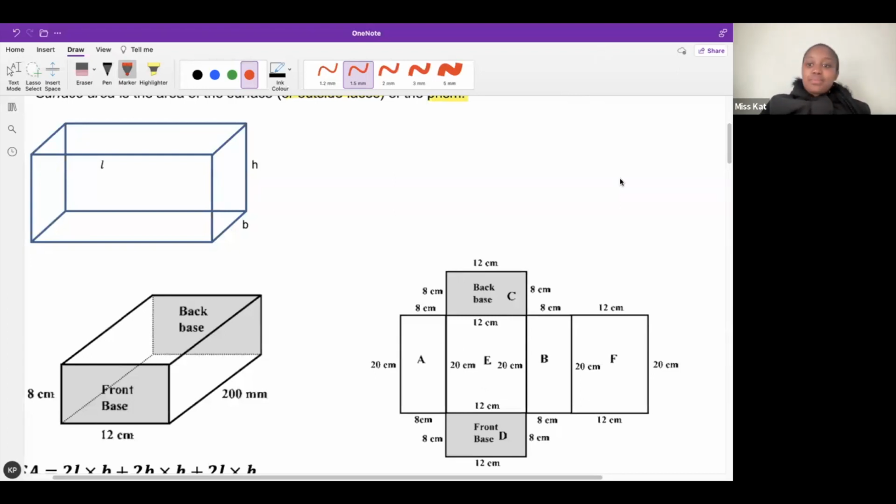So, yes, but not all of them, Abu. Let's look here. So the shape at the bottom and the one at the top are basically the same thing. But if you look here, the back shape, opposite faces, is exactly the same as the one in front.